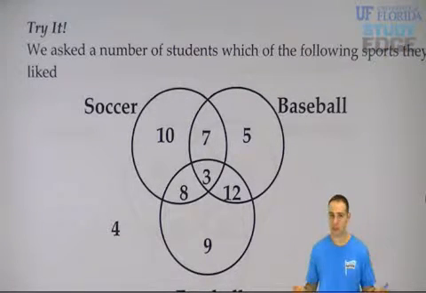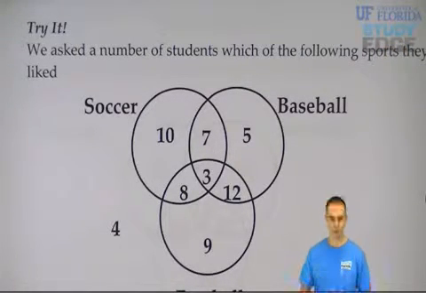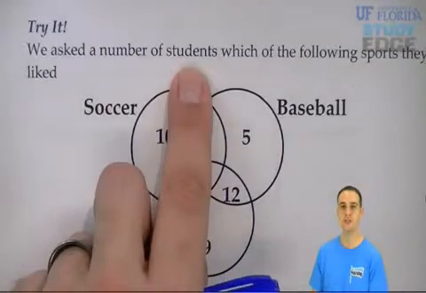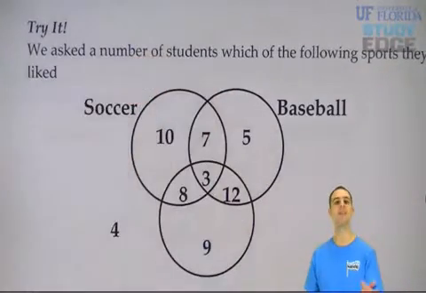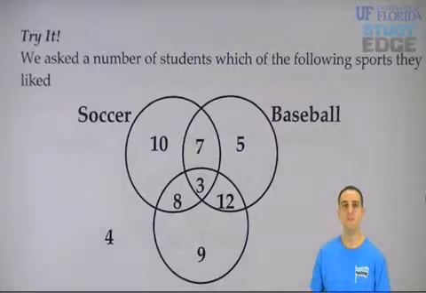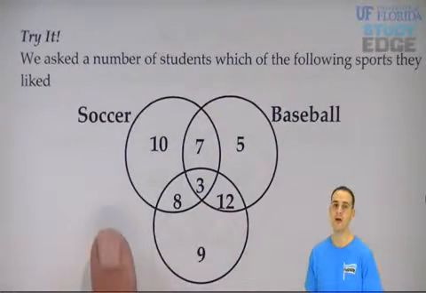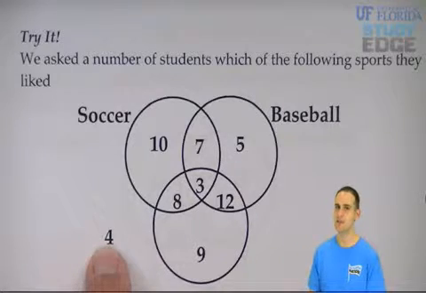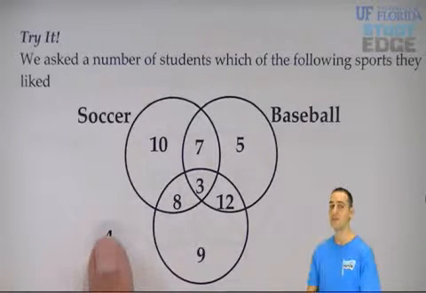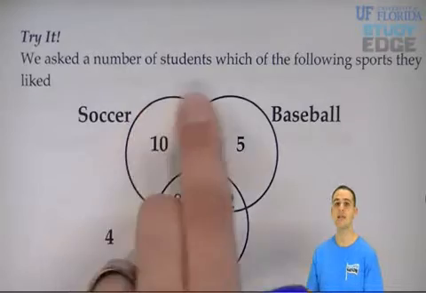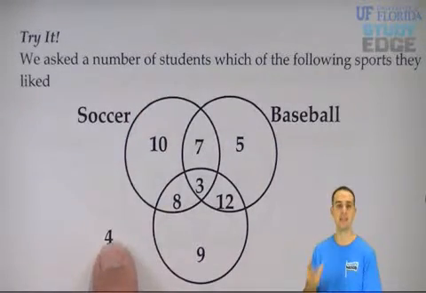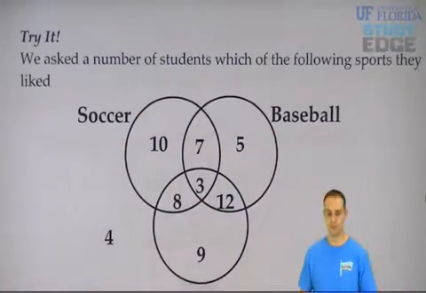Here, we have 3 circles: soccer, baseball, and football. We asked a number of students, so they didn't tell you how many this time, like the last question. Which of the following sports they liked? Soccer, baseball, football. And what does this number outside mean? This is what I was trying to get at. This number outside means that they didn't like either of these sports. This one is the not case between soccer, baseball, and football.